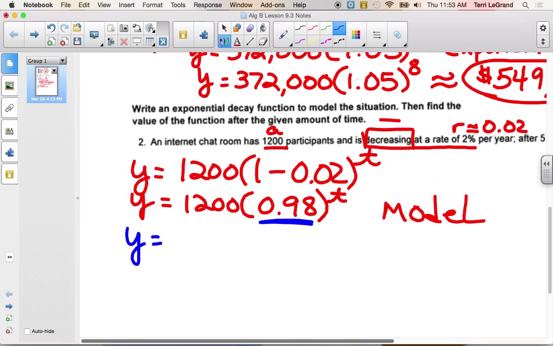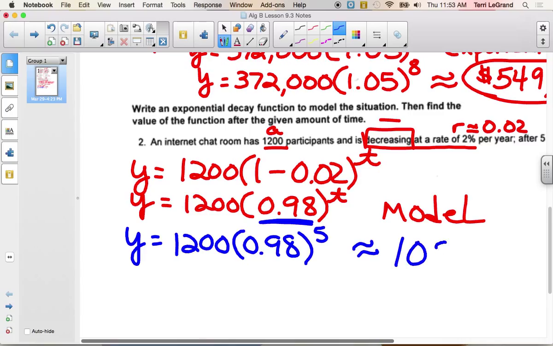Now we'll use our model, and we'll put in 5 for t. And we are talking about people here. So when you do it with people involved, what do you have to do? Whole number, yeah. We talk about whole amounts of people. And so we have to round, most likely. But we're rounding to the nearest whole person. So what can we say? I got 1,084.